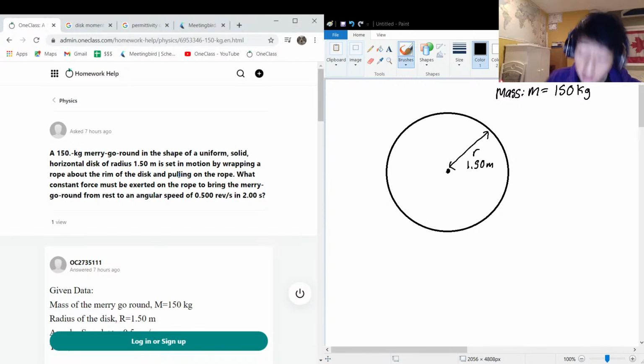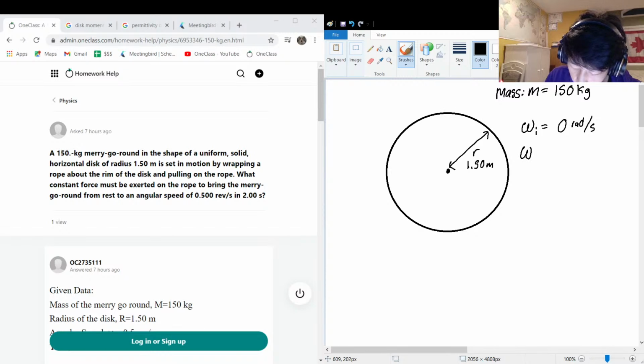And our initial angular speed, let's call that omega i. Omega represents angular velocity. It looks like a W, but it's not a W, it's the Greek letter omega. So what is its initial angular speed? Well, it starts from rest, so right here it says it starts from rest. So initially 0 radians per second.